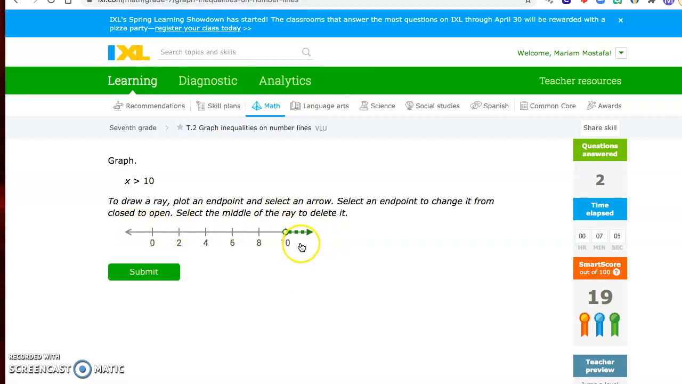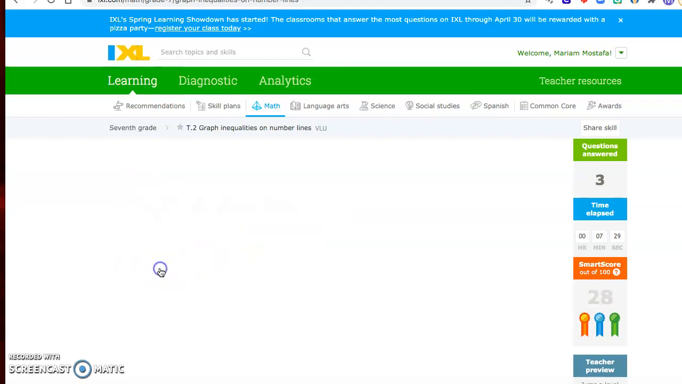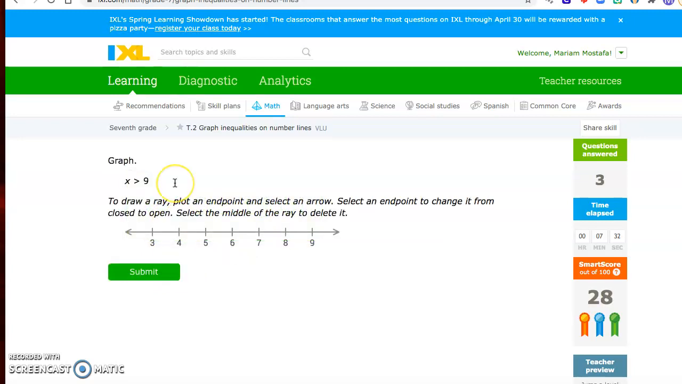We wouldn't graph this way, because these are all numbers that are smaller than 10. Again, it's just saying what can x be? x cannot be any of these numbers because they're smaller than 10, but it can be whatever's on this side, which is numbers greater than 10. And again, open circle. That is probably the most important thing you have to understand. Same thing for the next one: x is greater than 9, open circle, submit.